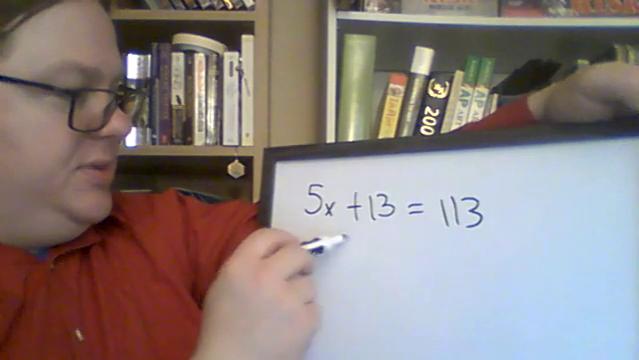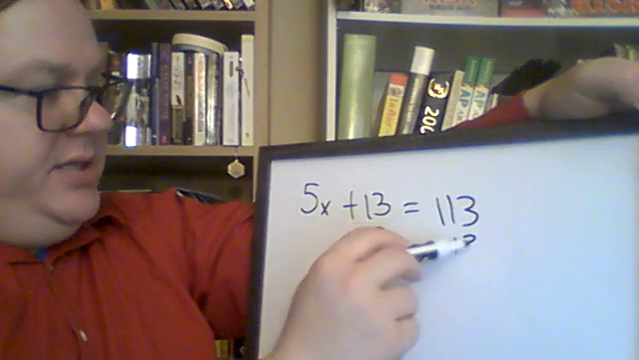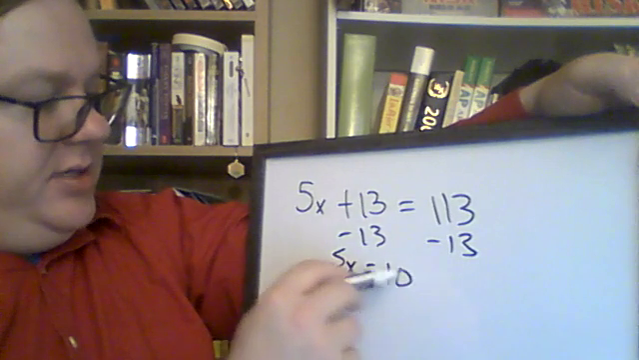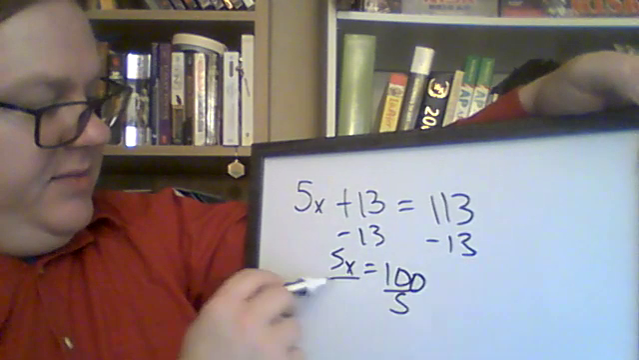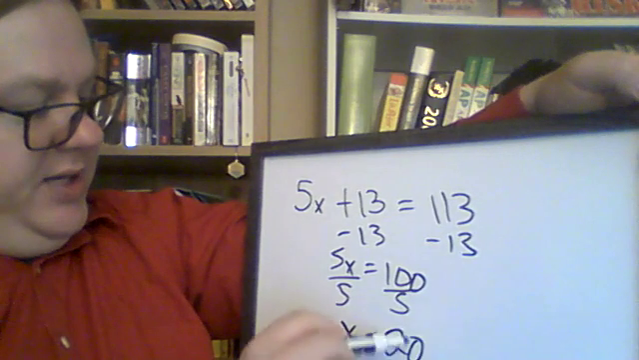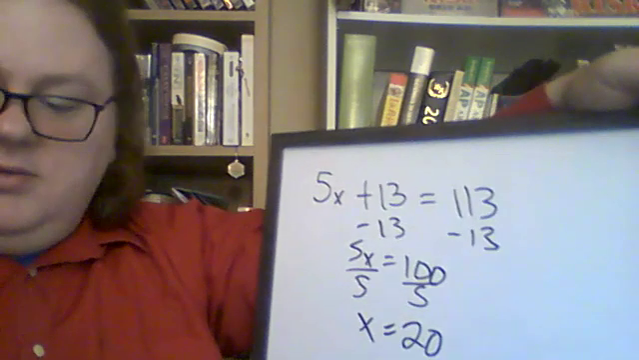So subtract the 13, subtract the 13. That becomes 5x equals 100. Divide by 5, divide by 5. And x equals 20. Okay, that wasn't too bad.